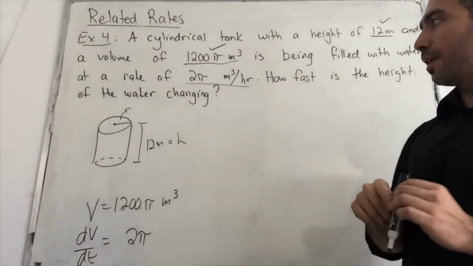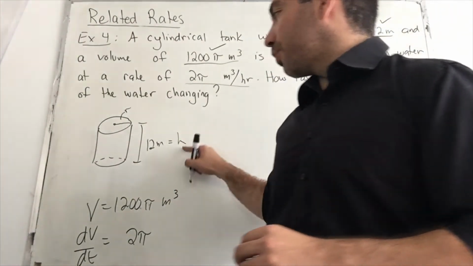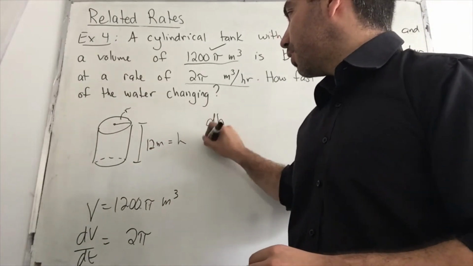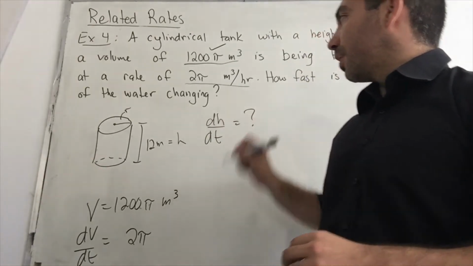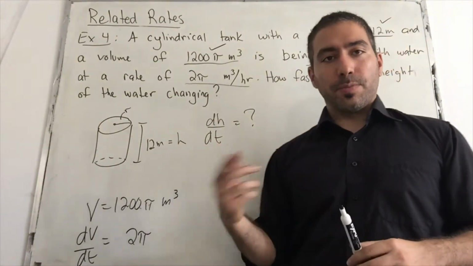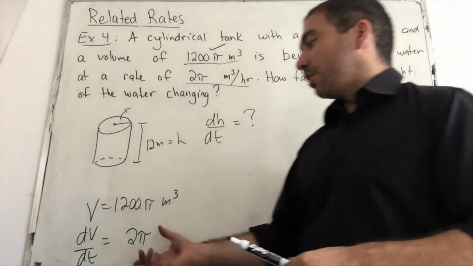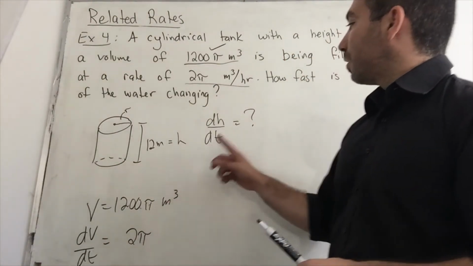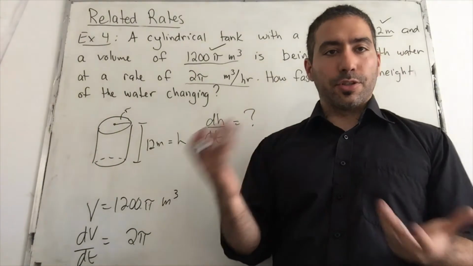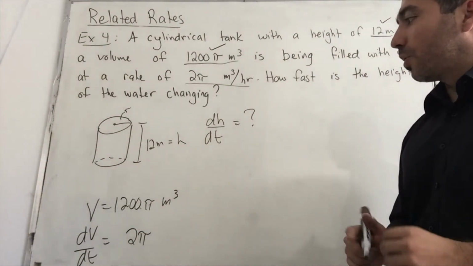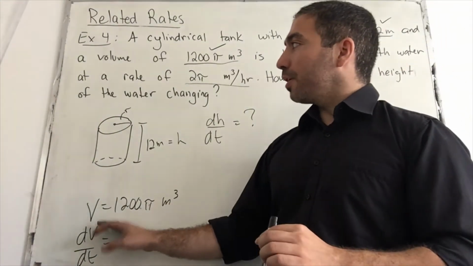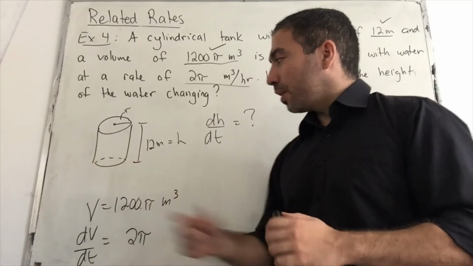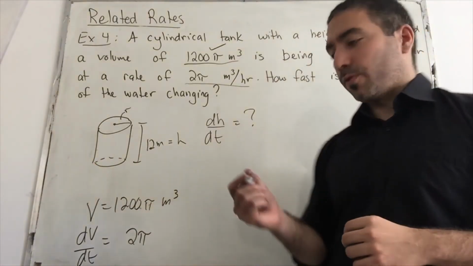So how fast is the height of the water changing? We're not talking about the height of the tank, we're talking about the height of the water. So dH/dt, the change in the height. Okay, and we do expect our answer to be positive again because the volume is increasing. Therefore, the height of the water in the tank should increase and be positive. So we're dealing with water in a tank. So we're dealing with volume. So let's go ahead and write down our volume formula.